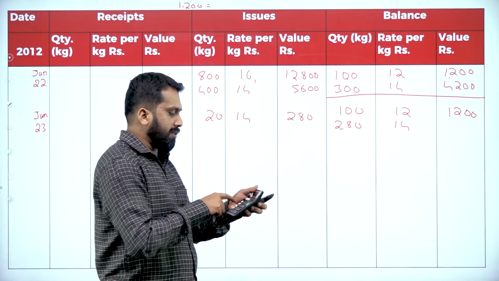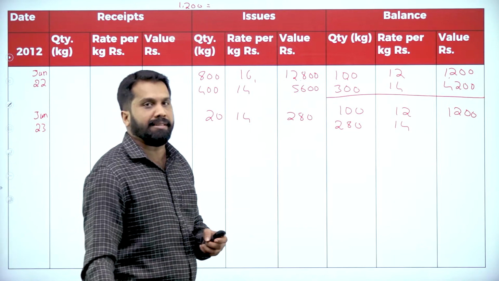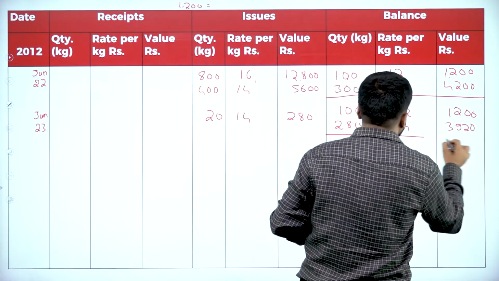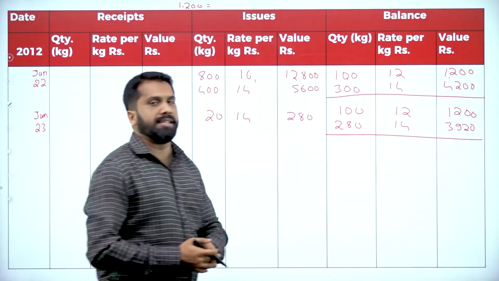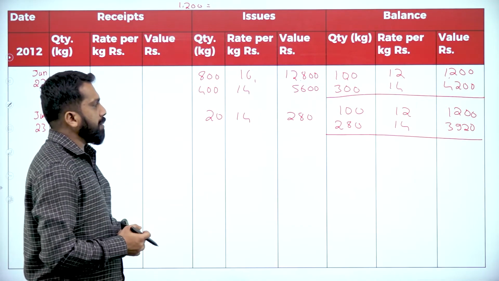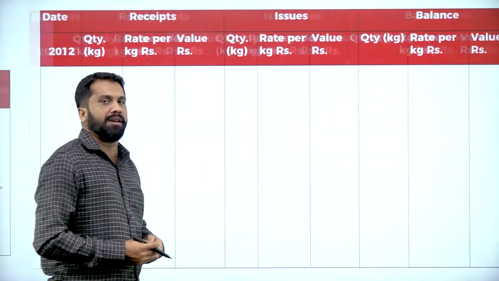280 multiplied with 14 is 3,920. So this is done. Up to this, any doubt? No doubt. Now, up to this we have completed. Again, go back to your question.